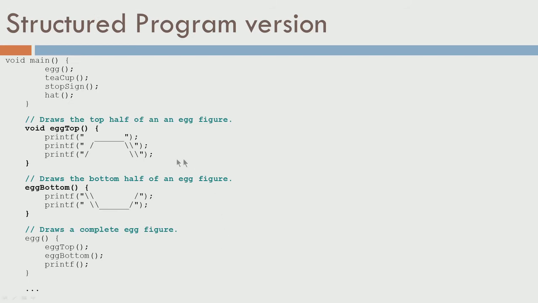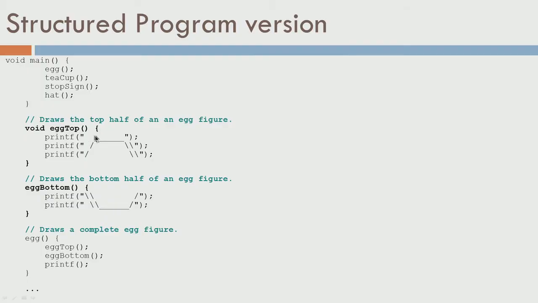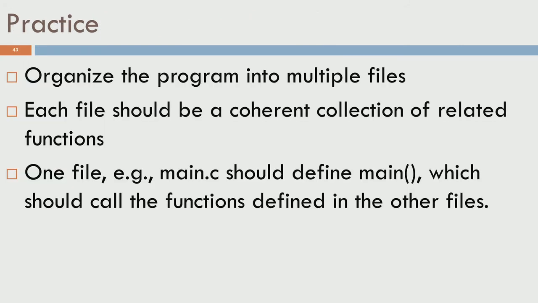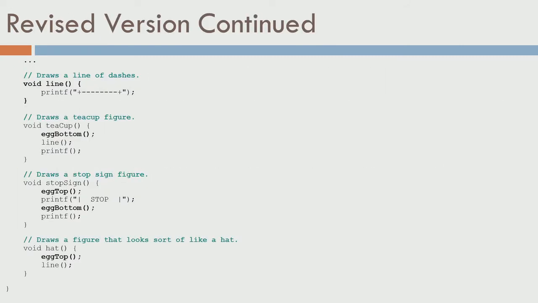So, for instance, if you make one small mistake in the egg top, if you had cut and pasted this structure multiple times, you would have to go and change this multiple times in your program. But if there is a small mistake in egg top, all you have to do is fix it here, and automatically all the functions which call it will have the fixed version. So, this is the setup.